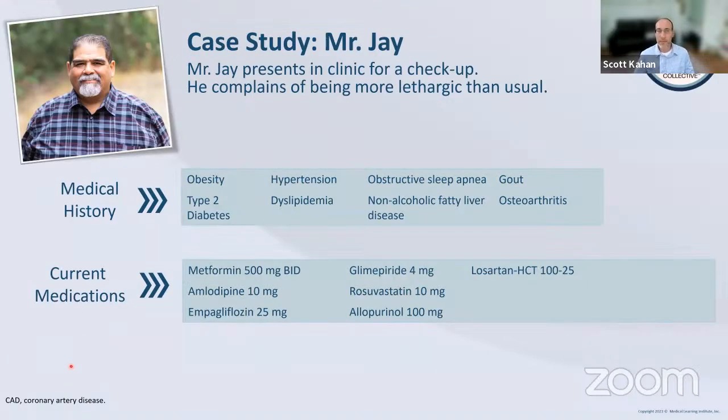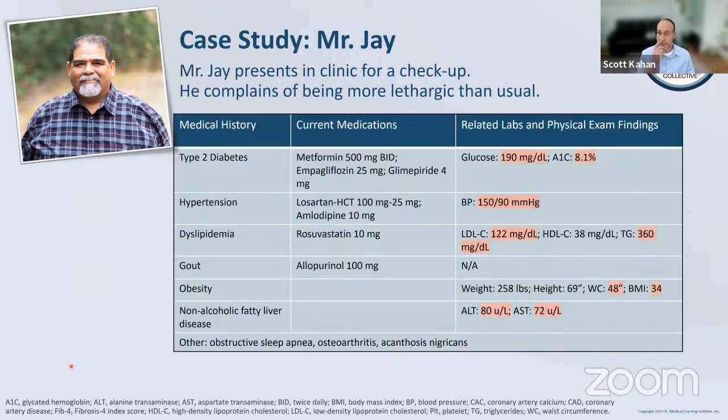And here's a case study that we're going to use a little bit for our discussion tonight. So this is Mr. J. He presents in the clinic for a checkup. He complains of being more lethargic than usual. You can see his medical history here: obesity, type 2 diabetes, hypertension, dyslipidemia, sleep apnea, fatty liver, gout, and osteoarthritis. Probably pretty similar to a lot of patients that we see, and of course, often so many of these metabolic conditions go together. And then you can see here his medications, notably the metformin, amlodipine, empagliflozin, glimepiride, rosuvastatin, allopurinol, and then losartan hydrochlorothiazide.